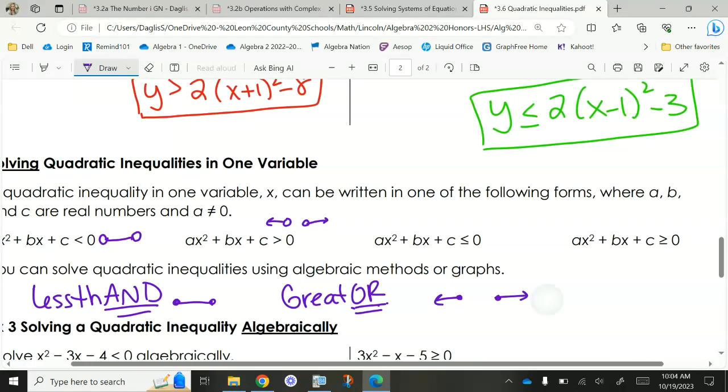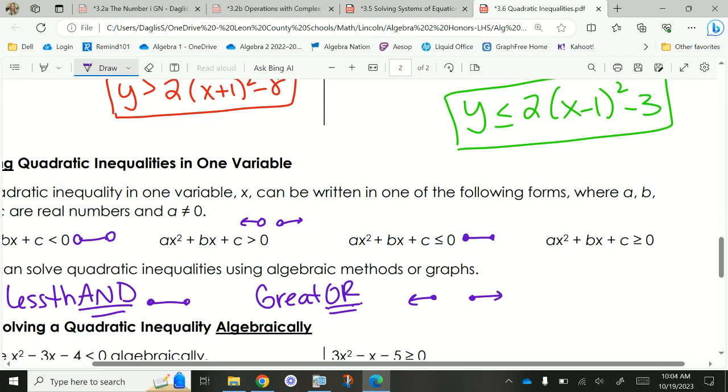And then my last two, less than or equal to. So we meet in the middle, but we have closed points this time. Our last one is greater than or equal to.